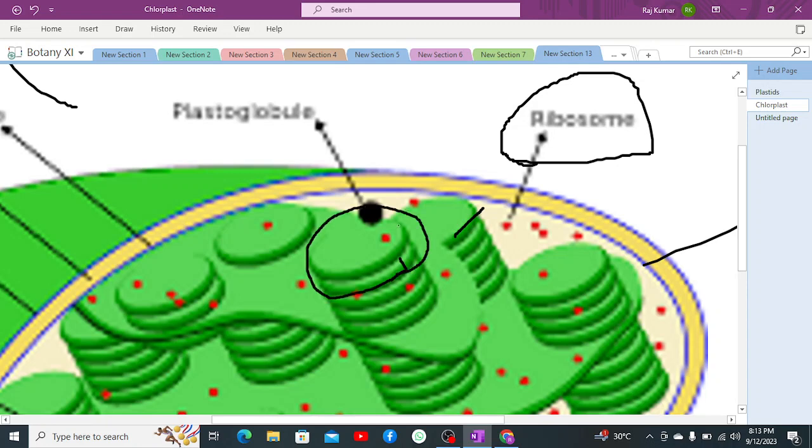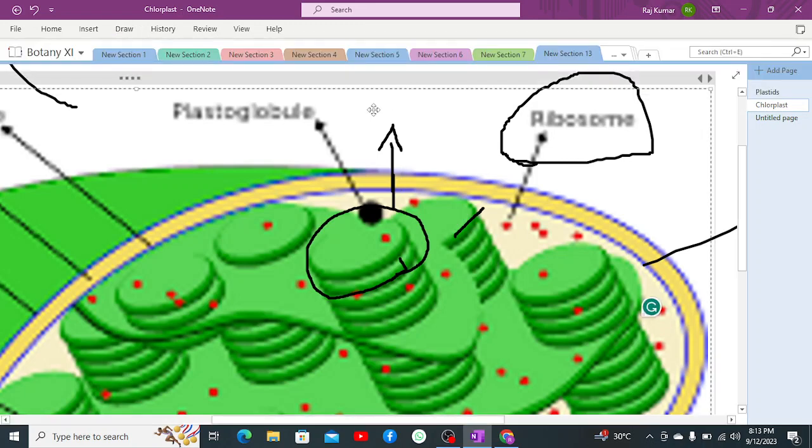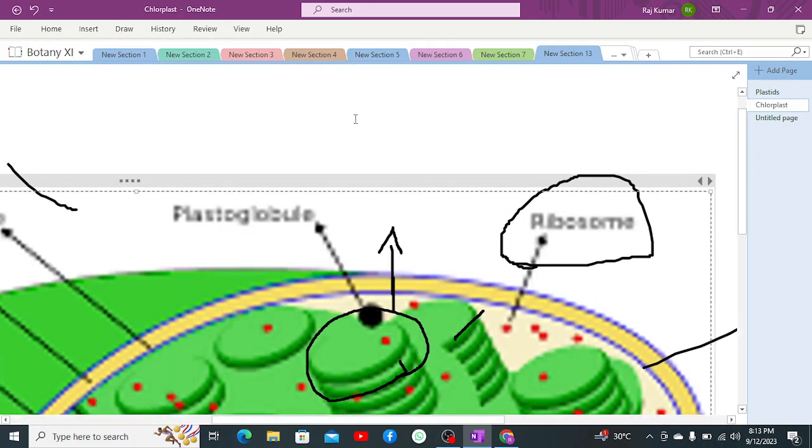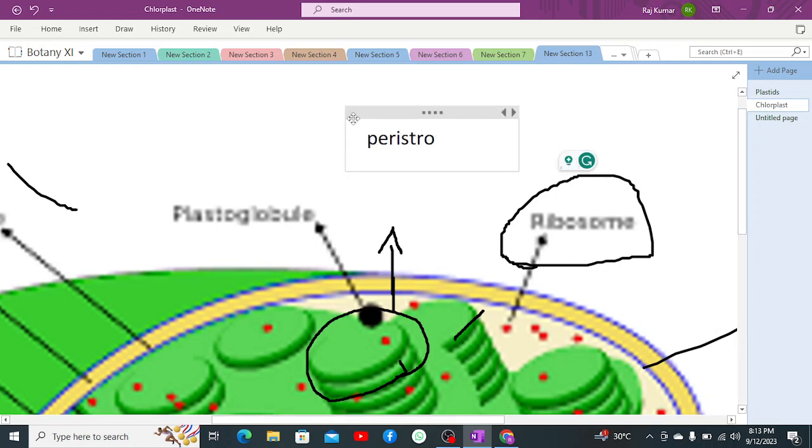These disc-like structures are known as thylakoids, and the thylakoid is double membrane bounded. That double membrane of the thylakoid is known as the peristromium. Let me just write it over here: peristromium.